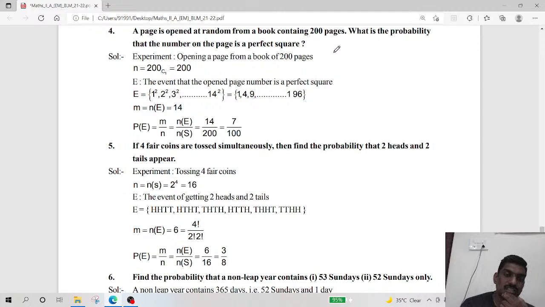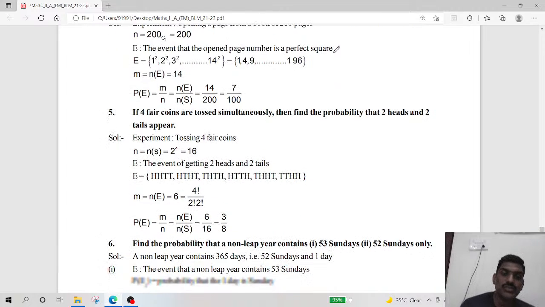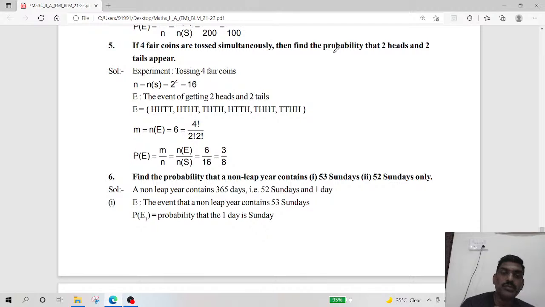H T T H T. Totally 6 will come. Yes, 6 will come. So 6 over 16. Find the probability that a non-leap year contains 53 Sundays, 52 Sundays only.